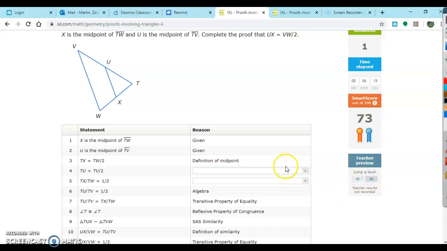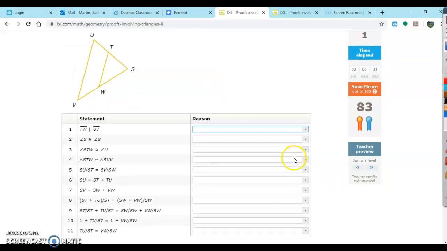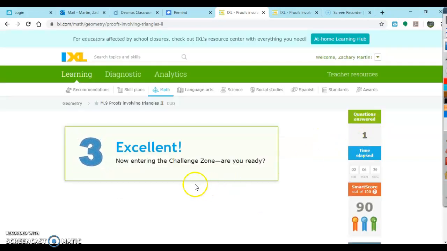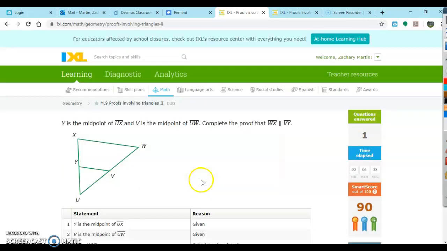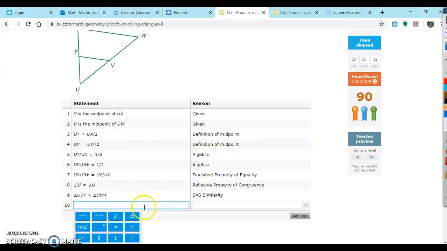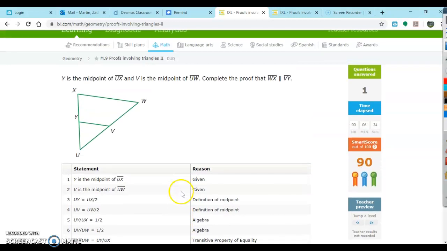So just make sure you go back through if you get a problem wrong and you read through that solution. So that's an example. I'm going to run out of time here, but this is an example of when you have to put all the reasons in yourself. And then if you happen to make it to the challenge zone, which if you do, I'm incredibly proud of you, they give you some statements and reasons, and then you have to add in some lines. And so if you need some help with that, send me an email, shoot me a message on Remind, and I'll help you out with that.